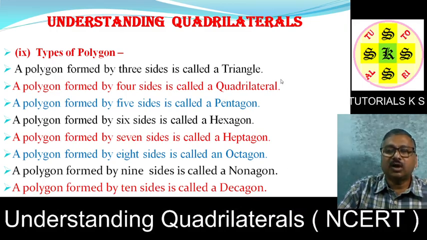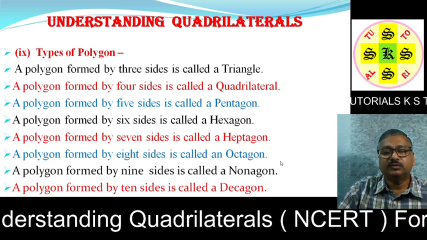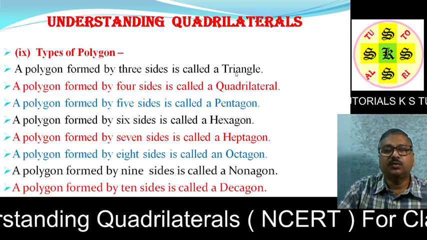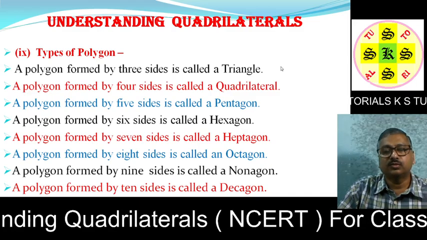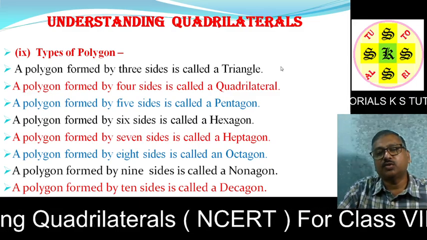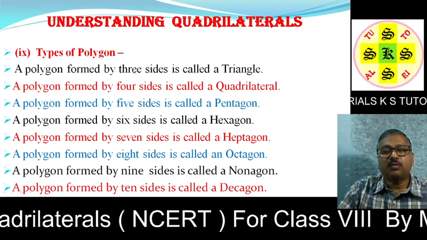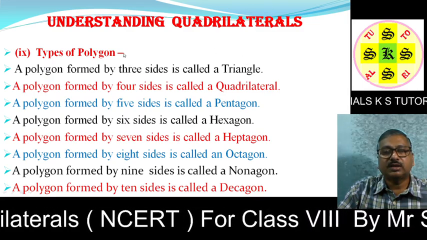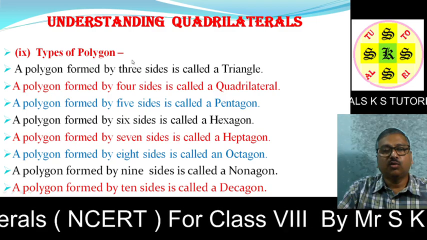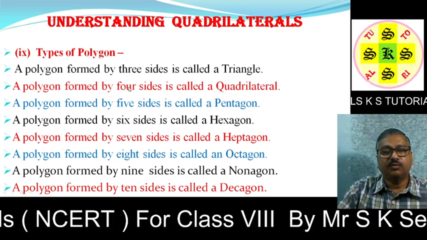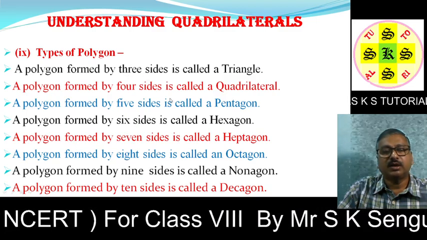So now up to 10, okay. Beyond 10 we will not discuss. Then we will say a polygon with 11 sides, a polygon with 12 sides, like this. In the definition of polygon we discussed, it is 3 or more number of sides: 3, 4, 5, 6, 7, 8, 9, 10 we discuss.